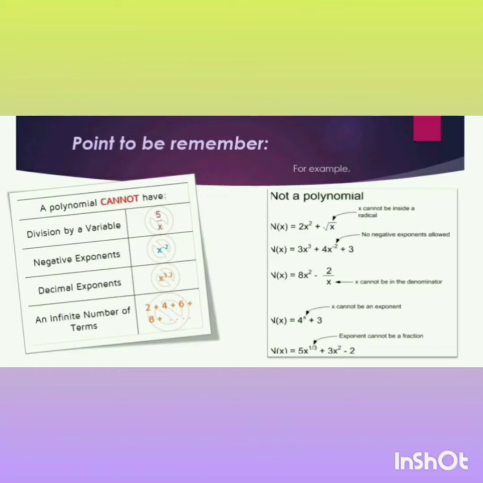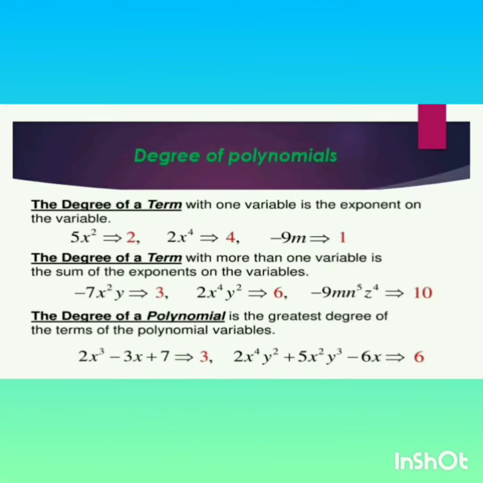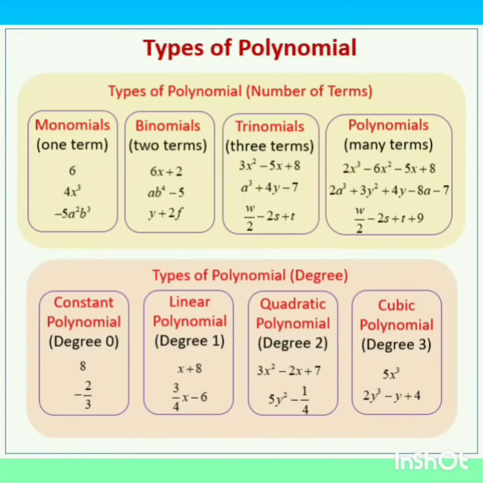Now in this you have to identify which are polynomials and which are not. So yes, the very first and the third part are not polynomials. Now the degree. Degree, as you know, is the highest power of the variable in a polynomial. So here you can observe, the degree of a term in one variable is the exponent of the variable, and if it has two or more variables, then we take the sum of the exponents of the variables.